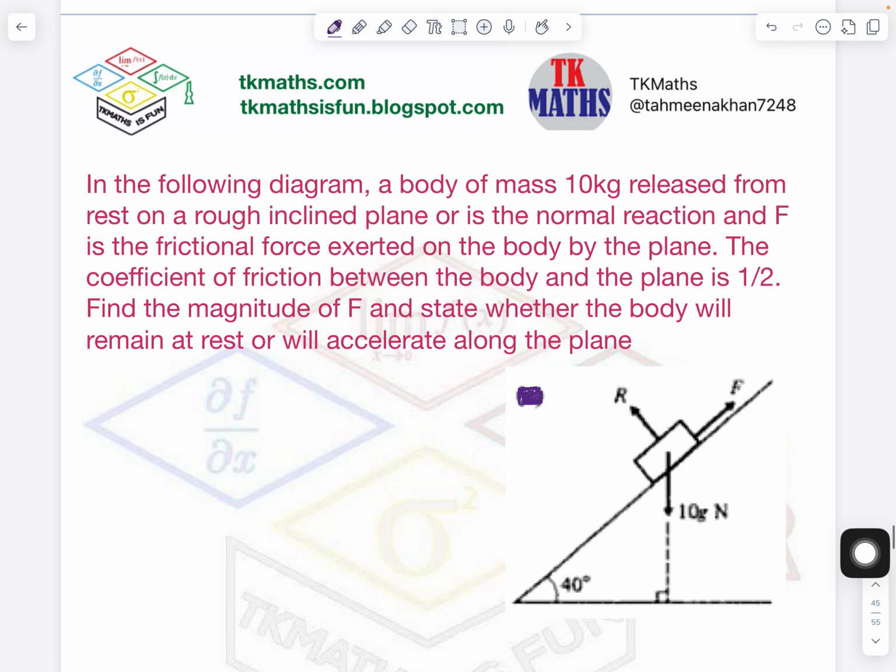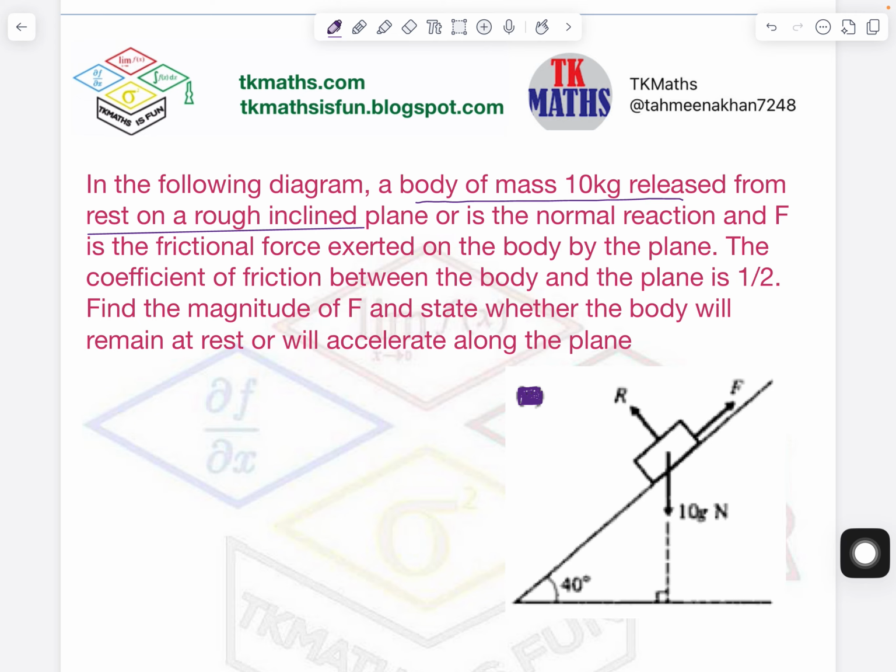Two questions I will solve with you here, and one question is given for you to test your understanding, and that question is already solved. So let's start here. A body of mass 10 kg is released from rest on a rough inclined plane. So the body is released from here.